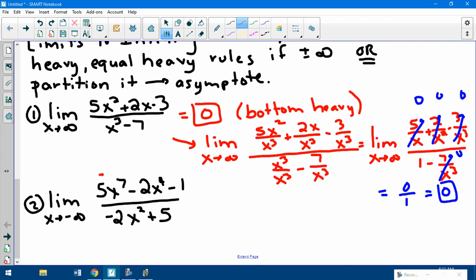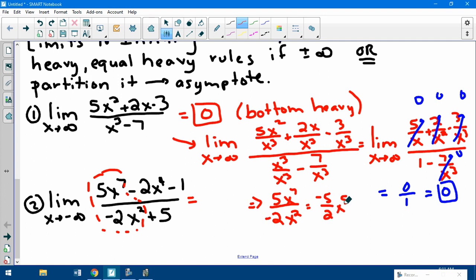This one's top heavy, and top heavy is the hard one, because top heavy means you have a slant asymptote, which depending on which way the asymptote is slanting, you're going to positive or negative infinity. So I circled this because you need to look at the leading coefficients on the top and bottom. This is going to essentially turn into what happens to 5x to the 7th over negative 2x squared, which is negative 5 halves x to the 5th.